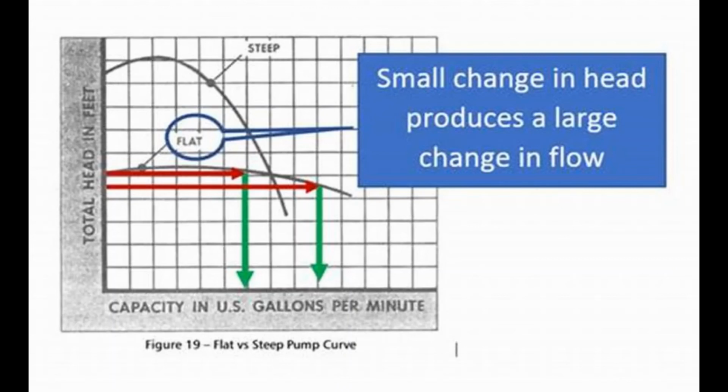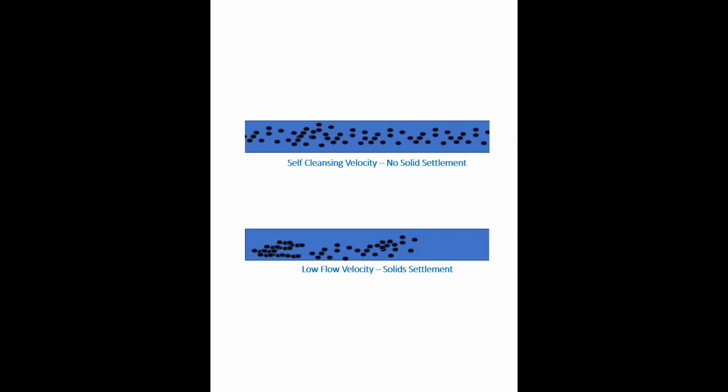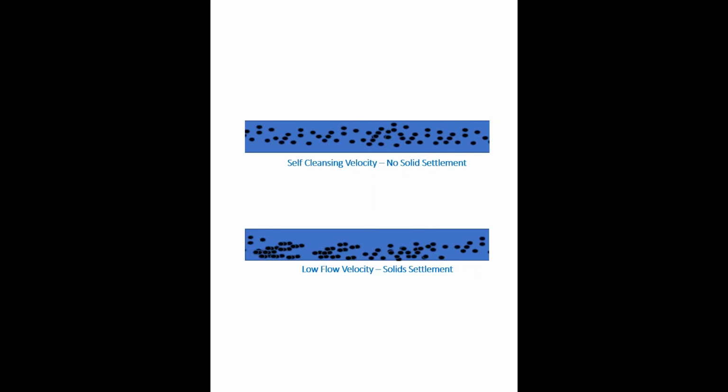3. Flow velocity. For self-cleansing. As flow decreases with a VFD, the flow velocity in the piping decreases. If the velocity falls below the recommended self-cleansing velocity or minimum solids carrying velocity, system becomes susceptible to sedimentation in the line.